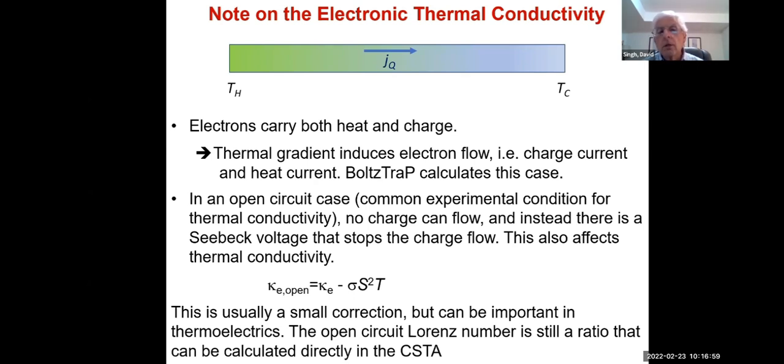But a common experimental condition for measuring thermal conductivity is to do open circuit. And then no charge can flow. And instead there's a Seebeck voltage that stops the charge flow. And this also affects the thermal conductivity because if you impede the flow of electrons, then you also affect the heat that the electrons can carry. And that gives a correction to the thermal conductivity that needs to be thought of when you compare with experiment. So that's this kappa E open, the open circuit one. And that's equal to the kappa E that BoltzTraP calculates minus a correction term that looks a little bit like the power factor times temperature for a thermoelectric, sigma S squared T. And that's usually a small correction, but it's important in thermoelectrics, and it's especially important when the Seebeck coefficient is high. That means at low carrier concentration. But in either case, the Lorentz number is a ratio that can be calculated directly with the constant scattering time approximation.